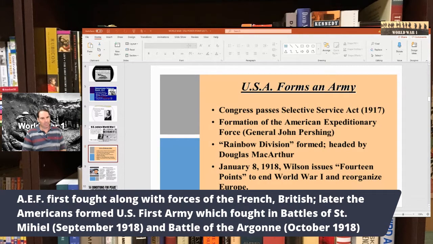So early on, the AEF mostly fought alongside French and British forces in the war in France and part of Belgium, I guess. And we actually have our own army later by 1918, which was called the First U.S. Army, commanded by John Pershing. And we did fight in some battles later, like the Battle of St. Michel and the Battle of the Argonne Forest, our two most famous battles, which were part of the 100 Days Offensive, where the Allies drove the Germans back into Belgium.